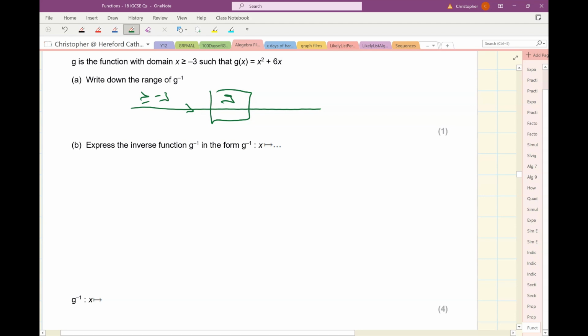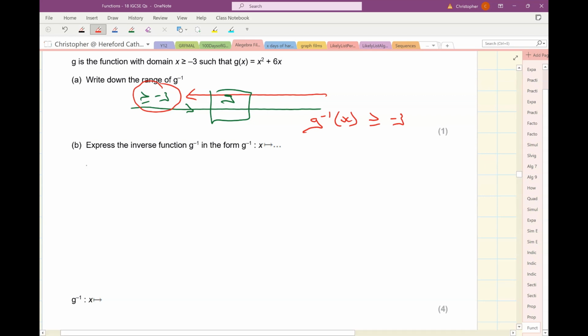And then when they ask you for the range of the inverse function, they're saying, what can you tell me about what comes out of the inverse function? Well, the inverse function is going this way, and you know what comes out must be greater than or equal to minus 3. So your answer here really is that the inverse function must be greater than or equal to minus 3.